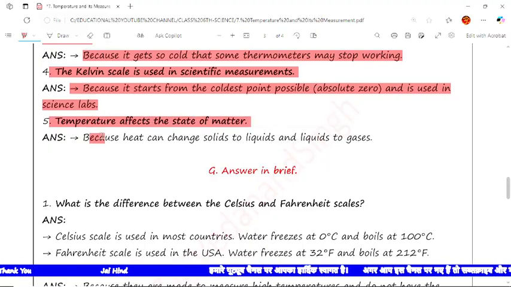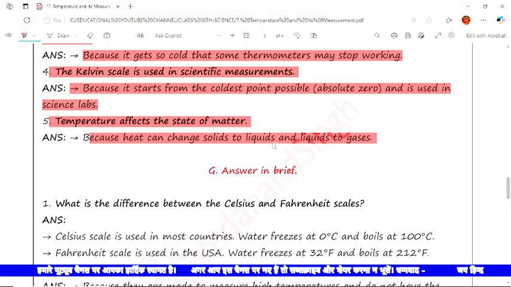Now the next statement is: temperature affects the state of matter. Yes, because heat can change solid to liquid and liquid to gas. In this way it affects the state of matter.